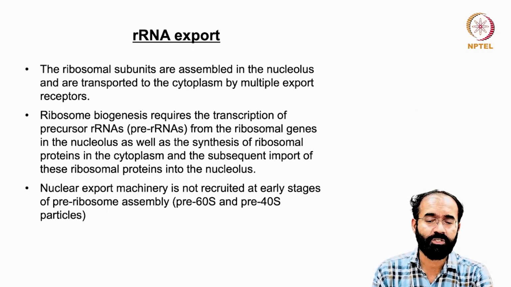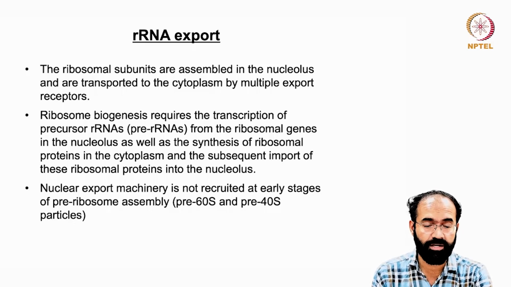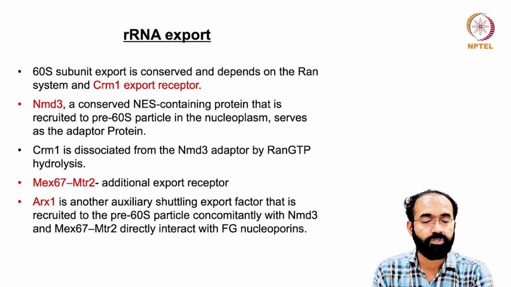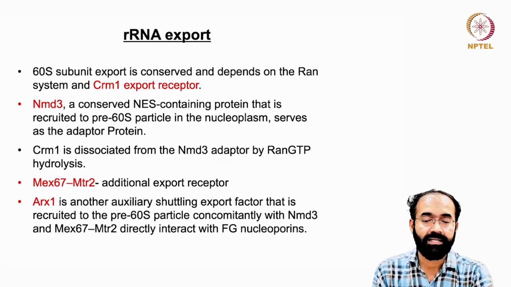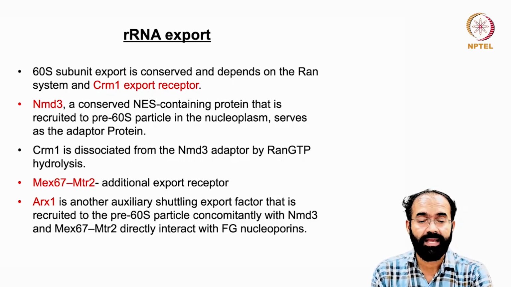So the nuclear export machinery is not recruited at early stages of pre-ribosome assembly, that is pre-60S and pre-40S in the case of eukaryote ribosomes. So the machinery is not recruited at first, but it will happen eventually. The 60S subunit export is conserved, and it depends on the RAN system, that is the RAN GTP, RAN GDP cycle. And it also makes use of the CRM1 export receptor.